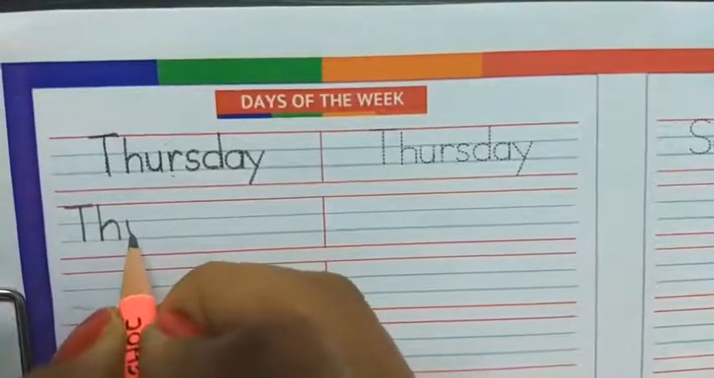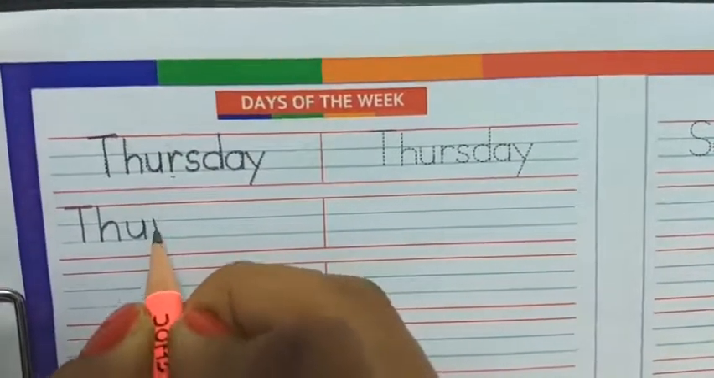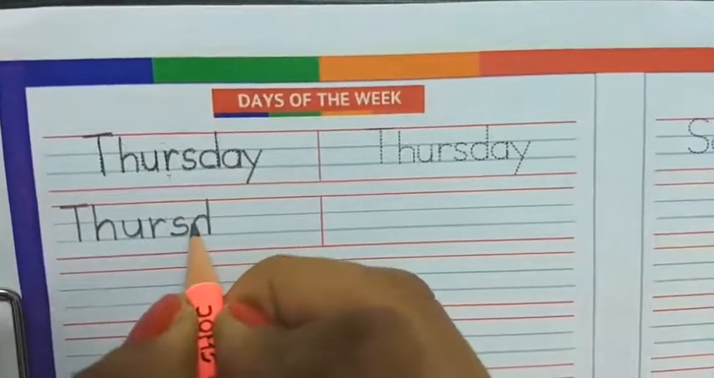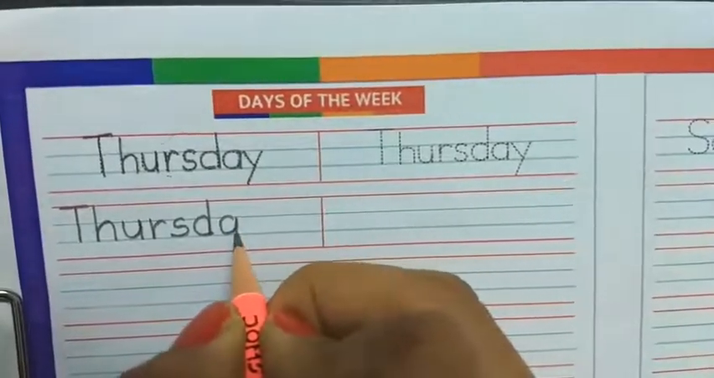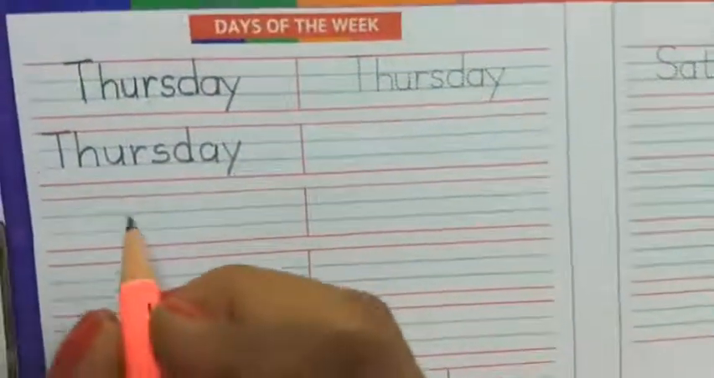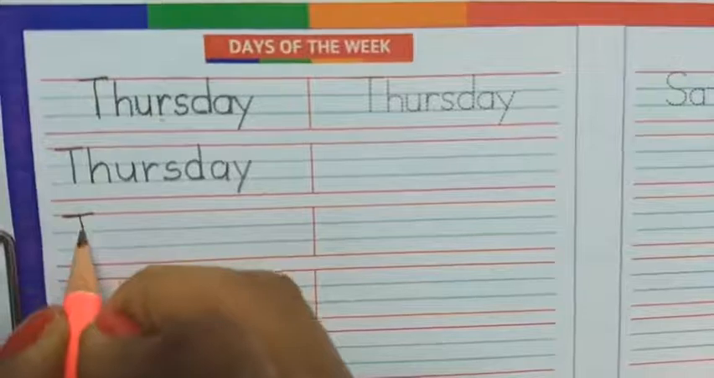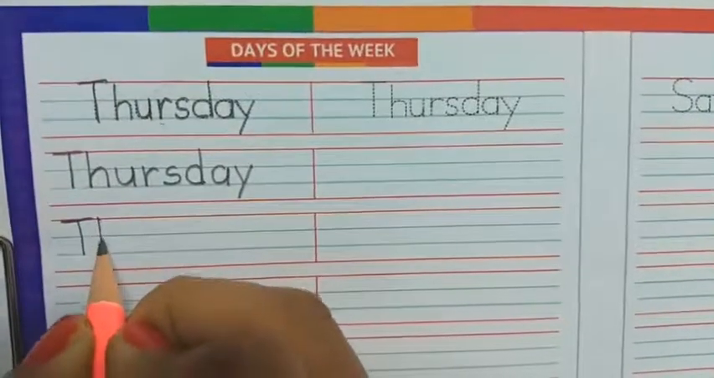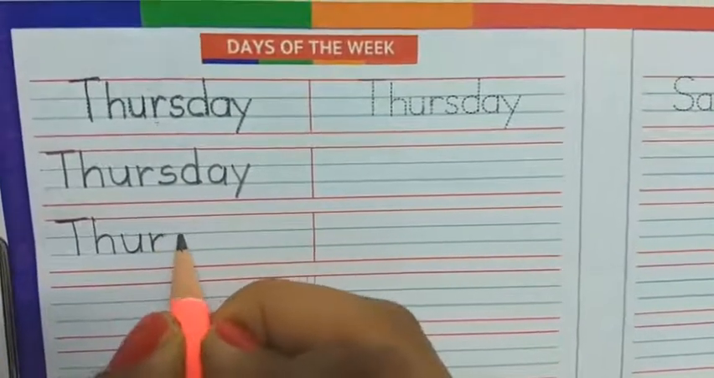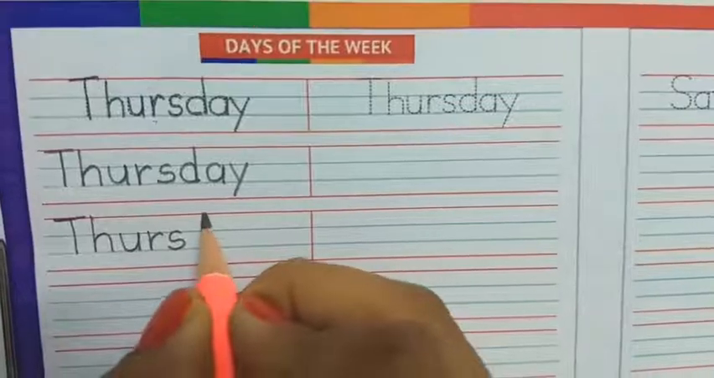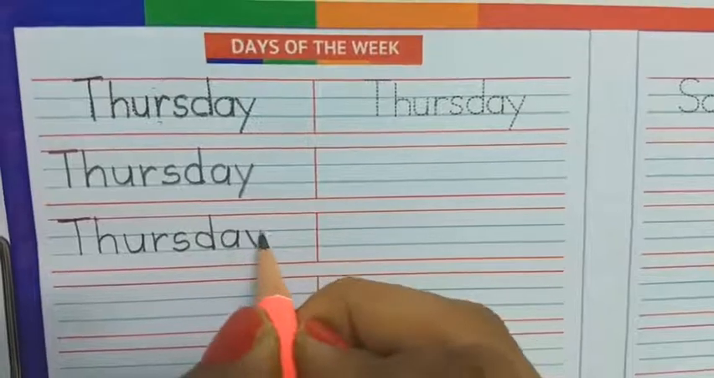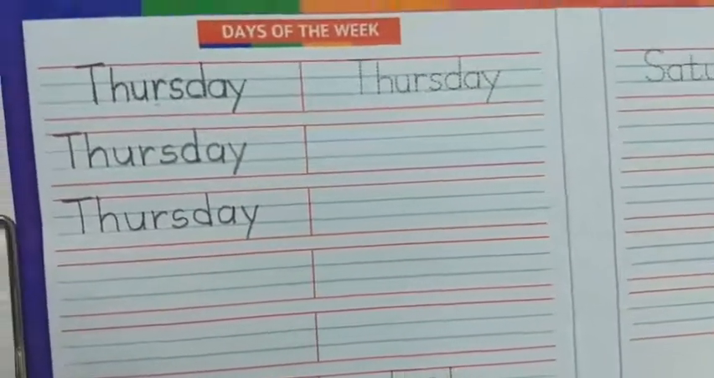H, U, R, S, D, A, Y. Thursday. One more time. Capital T, H, U, R, S, D, A, Y. Thursday.